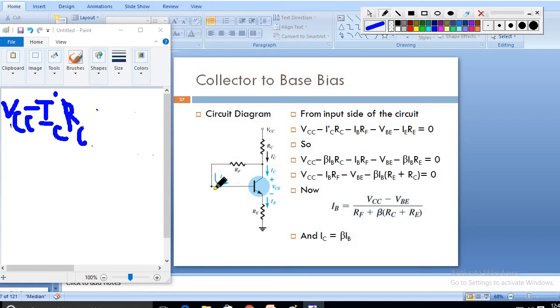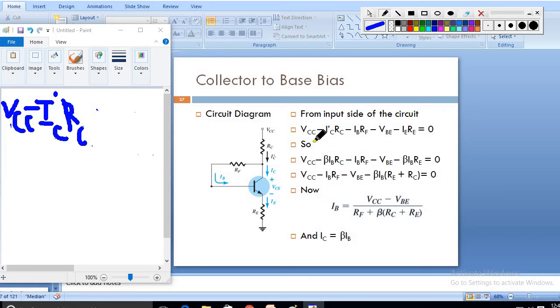And coming to this side, this is base, this is emitter. There is a voltage. What is the voltage here? VBE. Here it is positive and here it is negative. So that is minus VBE. Then again here it is plus minus, a fall in potential, and the current flowing through RE is IE. So minus IE RE is equal to 0.